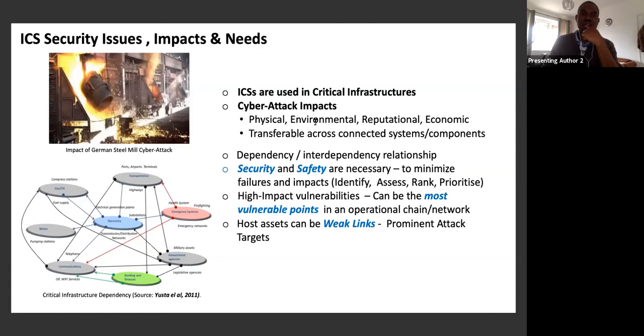Yeah, so we see that these high vulnerabilities could be the most vulnerable point. High impact vulnerabilities could actually mean the point where there is the greatest vulnerability within the system. We also note that this most vulnerable point could be referred to as the potential weak links within the system.